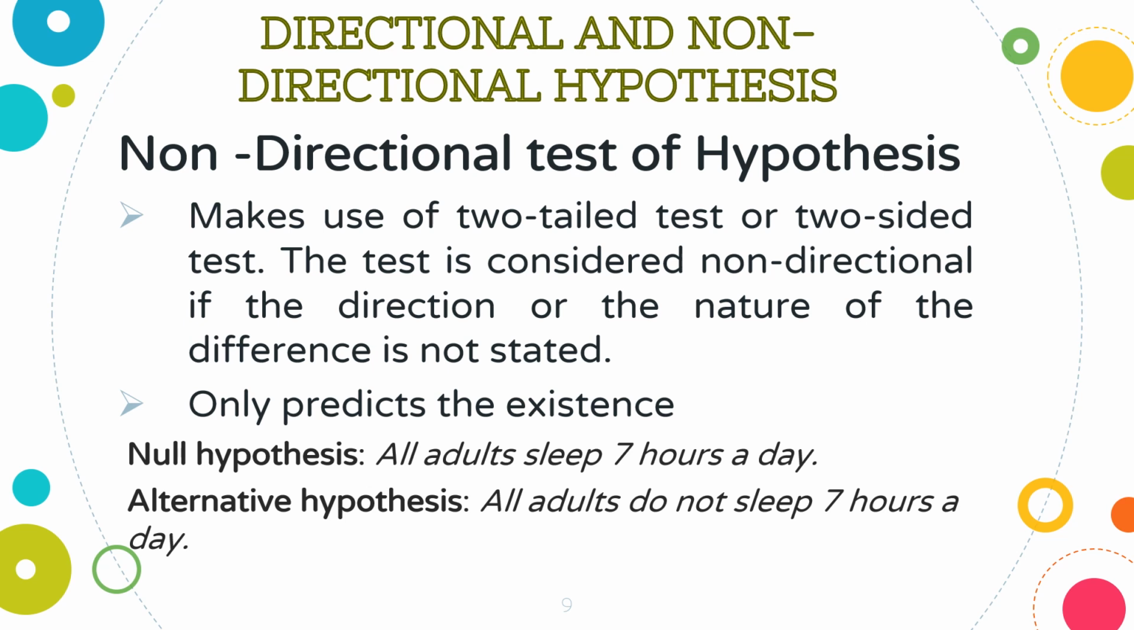So, a while back, the directional test, for its alternative hypothesis, it stated there that all adults sleep more than 7 hours or less than 7 hours. That is directional. While for non-directional, all adults do not sleep 7 hours a day, which means it can be either more than or less than. So the direction is not stated, which is a two-tailed test.